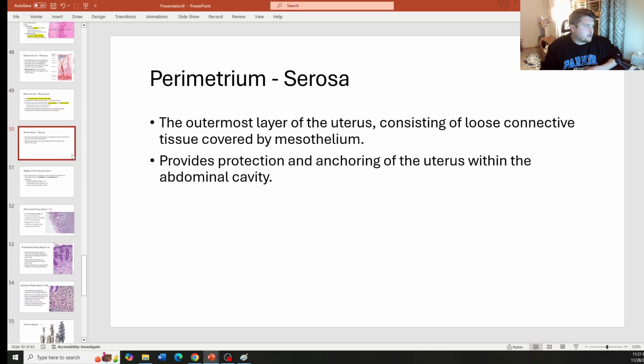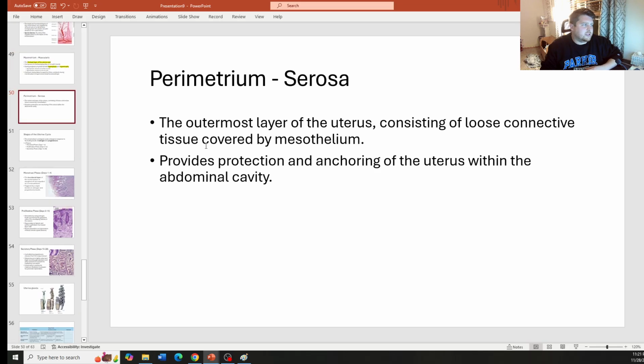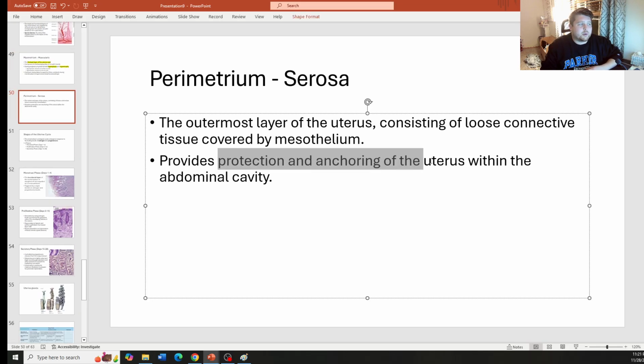Finally, that outer layer, the serosa, I'm not going to go very deep into it. It's just the outermost layer. It protects and anchors the uterus, and that's about it.